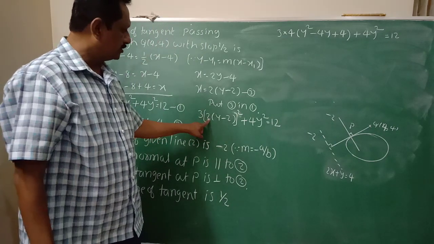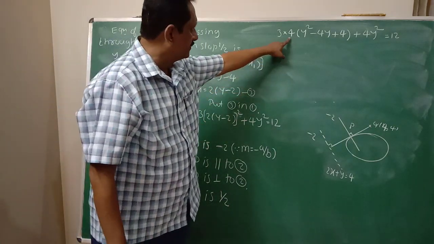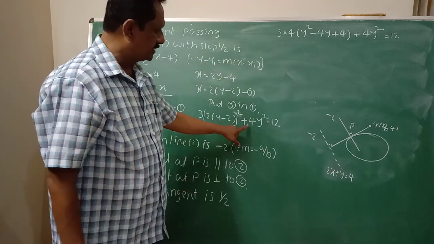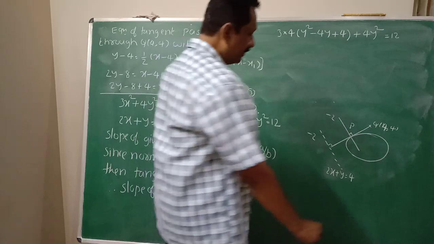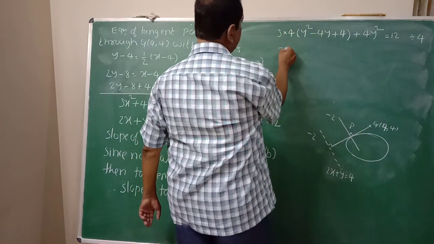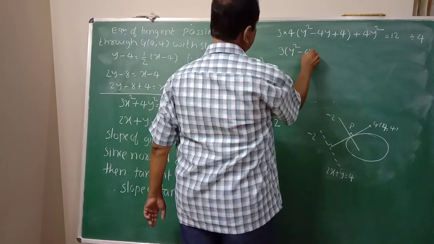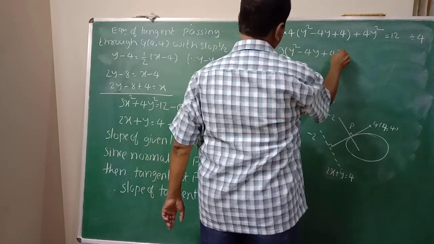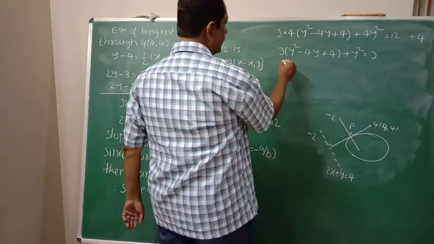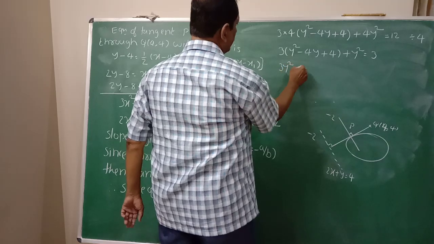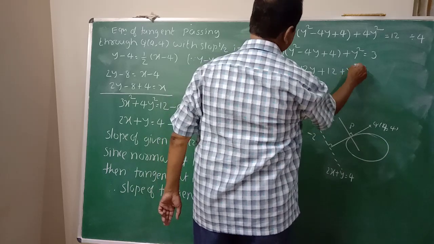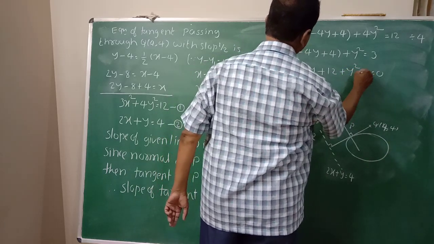3 into 2 square is 4. Okay. So right here 4 into y minus 2 whole square is y square minus 4y plus 4, plus 4y square is equal to 12 here. And dividing both sides by 4, it gives 3 into y square minus 4y plus 4 plus y square is equal to 3 here. Take 3 inside the bracket here. 3y square minus 12y plus 12 plus y square minus 3 is equal to 0.